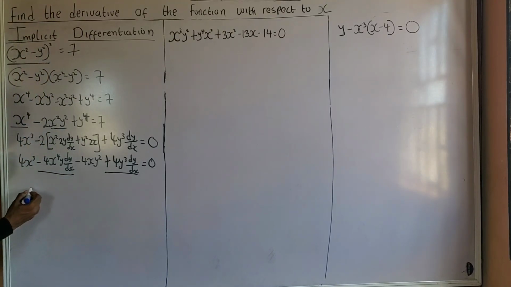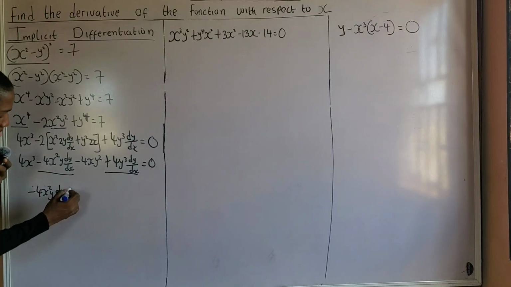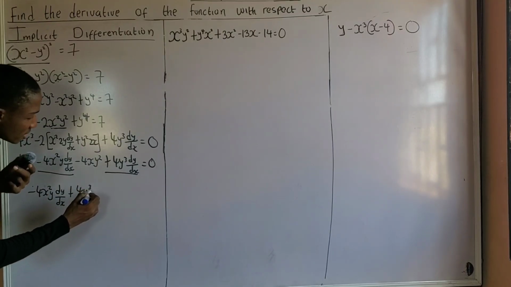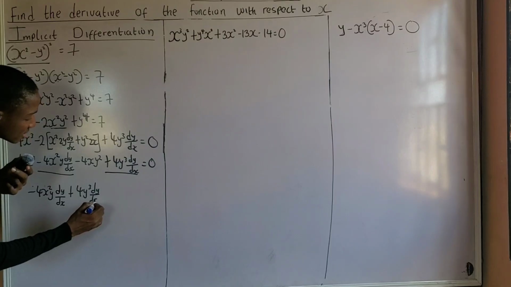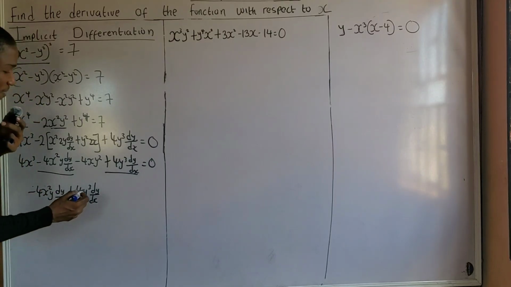So I'm going to have negative 4x... sorry, I think I made a mistake. This should be the power of 2. Negative 2 times 2, that is negative 4, x squared, then y. So I'm going to have negative 4x squared y dy all over dx plus 4y raised to the power of 3 dy all over dx. Are you getting it?